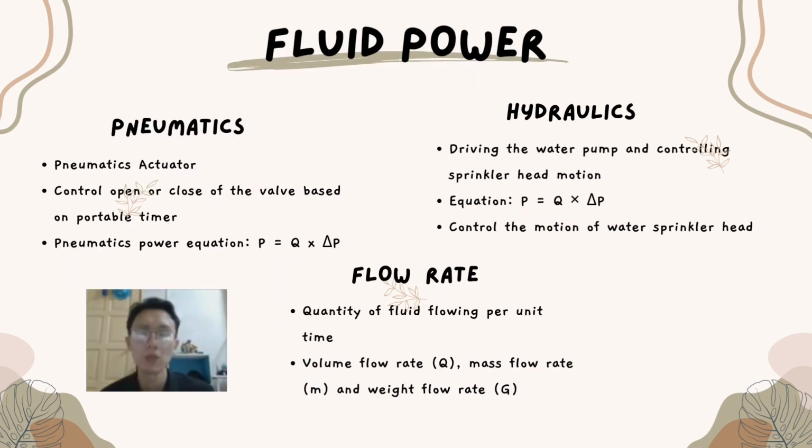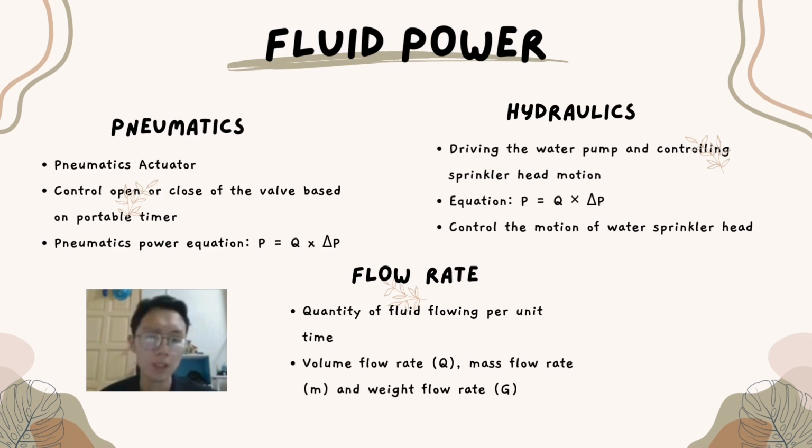The third and most important concept in the automatic water sprinkler is fluid power. Fluid power is the use of pressurized fluid to generate, control, or transmit power in an automatic water sprinkler. Fluid power is mainly divided into two, which are hydraulics and pneumatics. A concept based on pneumatics can also be utilized in a portable timer system designed for an automatic water sprinkler. Pneumatic actuators are employed to regulate the opening and closing of control valves in the automatic water sprinkler.